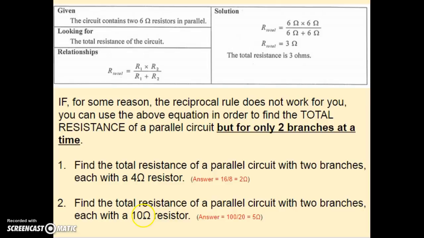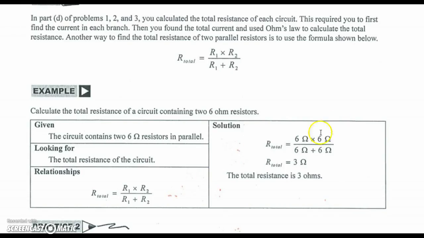If I've got two 10 ohm resistors on here, 10 times 10 is 100, divided by 10 plus 10 is 20. 100 divided by 20 is 5 ohms. Now for the sake of practice here, you can do it either way. So now I'm back on your handout.